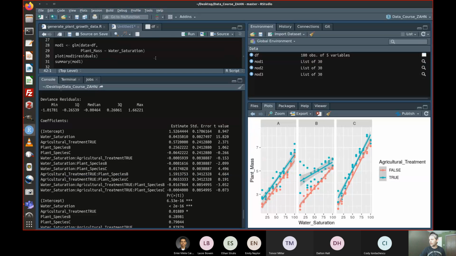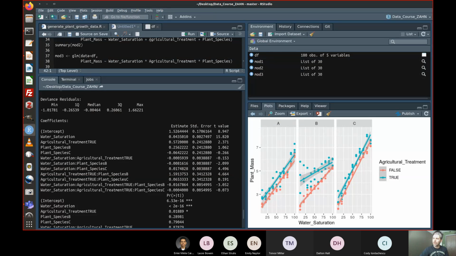When I changed it to times, it's basically saying that I'm going to let the slope vary based on agricultural treatment, and I'm going to let the slope vary based on plant species. If I do plus, it's just letting the intercept vary. It may not make sense. I'll show you in a plot here in a second.